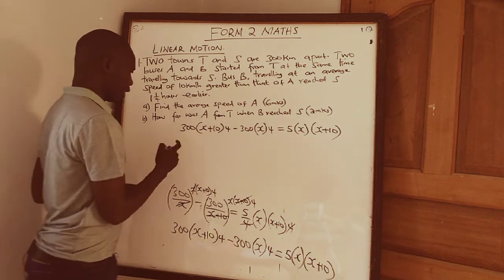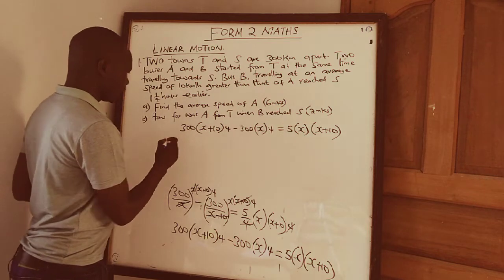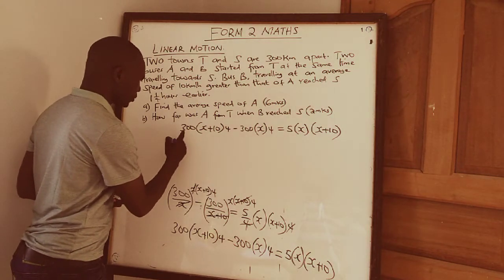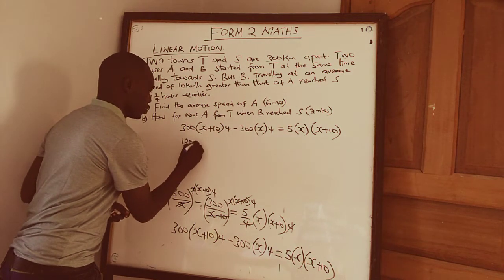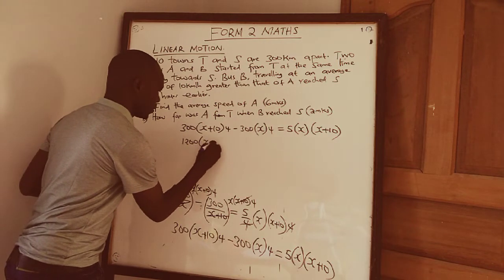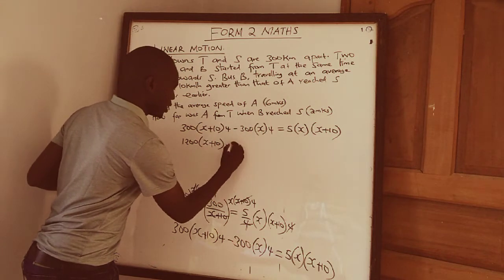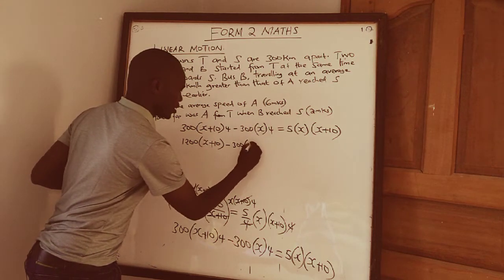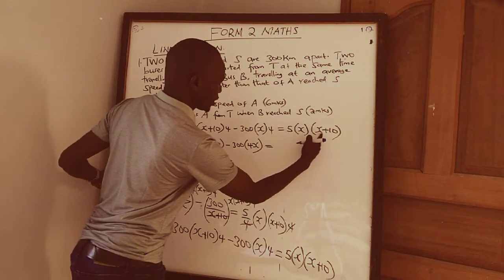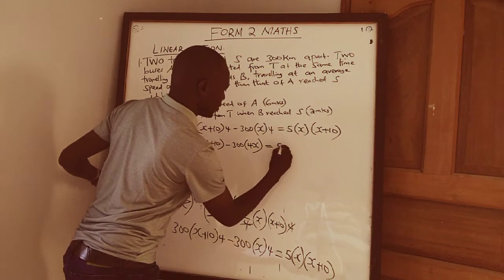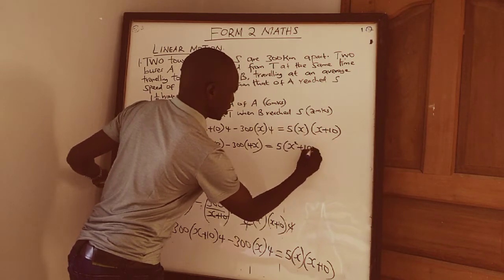We can bring this 4 here so that we have 300 times 4, which is 1200 into x plus 10. This one is going to be minus 300 multiplied by 4x, and this is going to be equal to x times x, that is 5 into x squared, then 5 times 10, you get 50x.